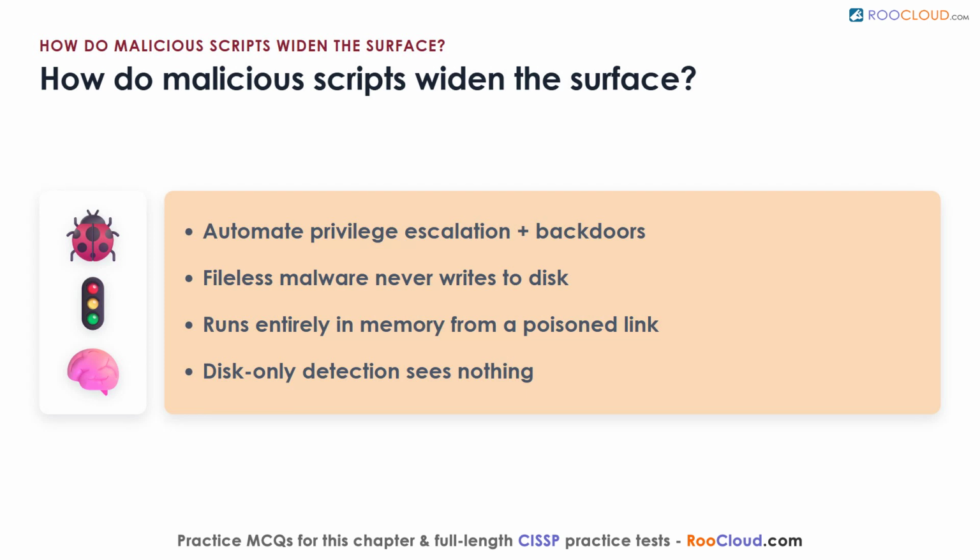A user clicks a poisoned link. A browser flaw runs code that pulls the script entirely into memory, and the payload fires without ever touching storage. Tools that only watch for suspicious files on disk see nothing, which is exactly the point.